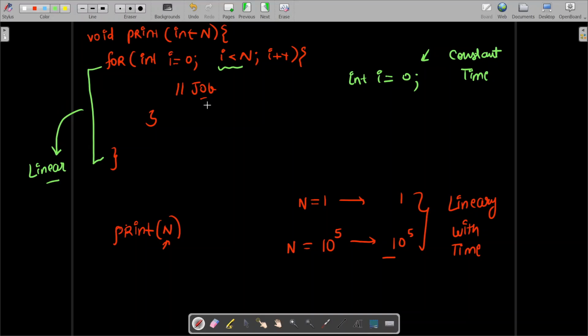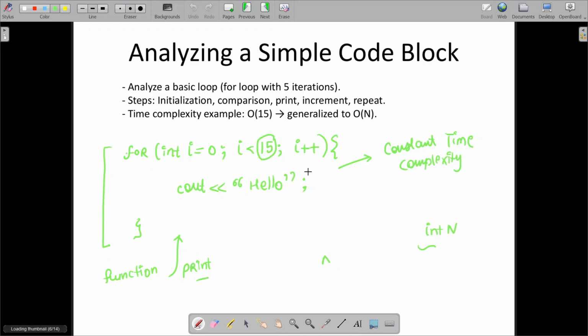Whenever you are given a question to reduce the time complexity, mostly it would be around loops only, right? So you should be very well versed with loops, right? Okay. So this is done.